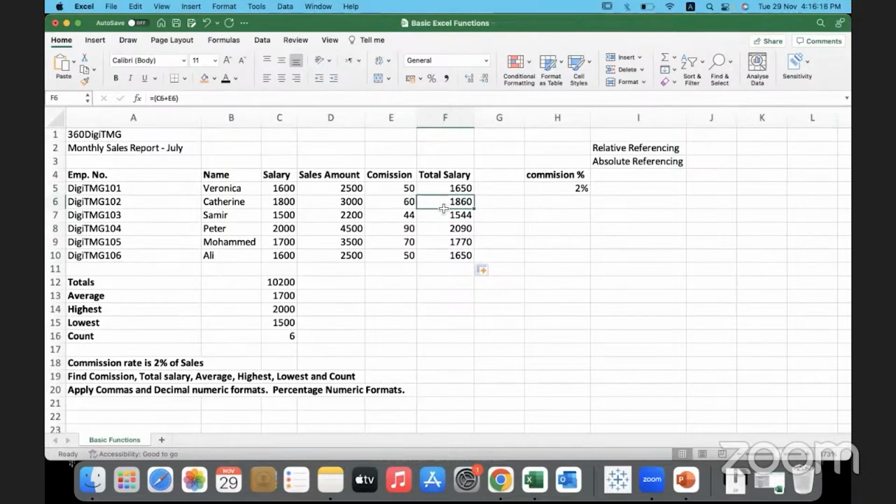What is the formula that Excel has used here? C6 plus E6. This is 1500 plus 1544. What's the formula used? C7 plus E7. So on and so forth.